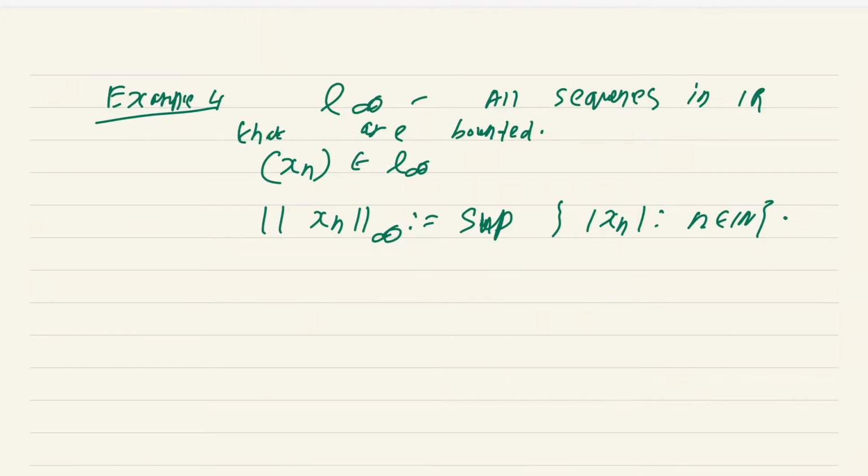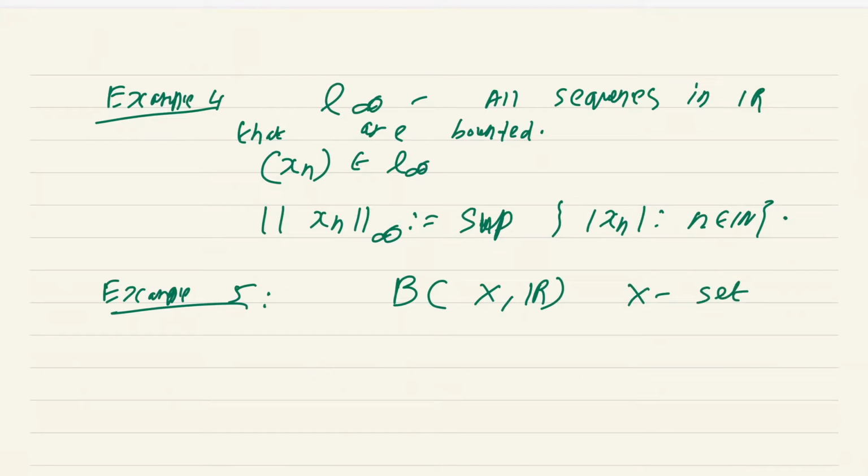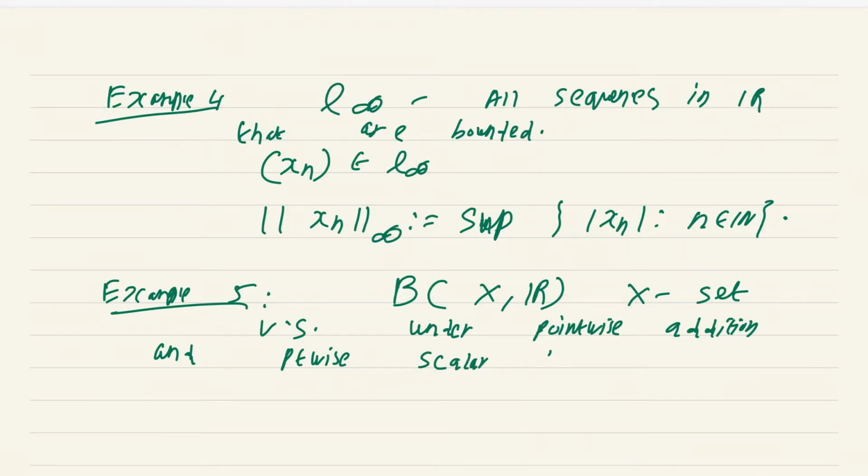Now the example B(X, R), which we have already seen, example 5, where X is a set. And B(X, R) was nothing but the set of all bounded functions on X. Okay, this is clearly going to be a vector space under pointwise addition and pointwise scalar multiplication. That's easy to see.